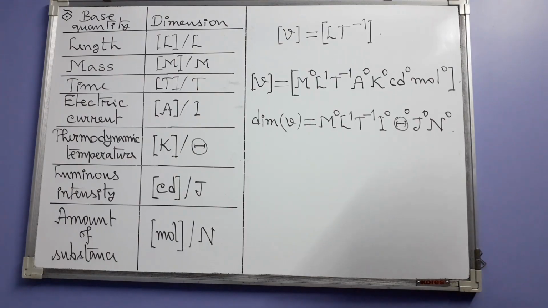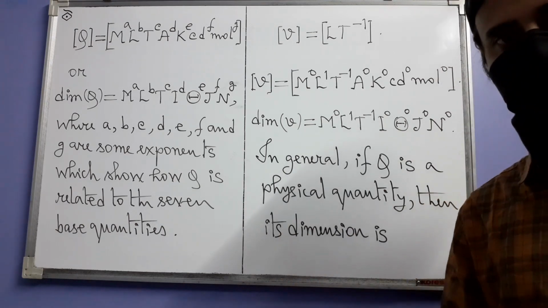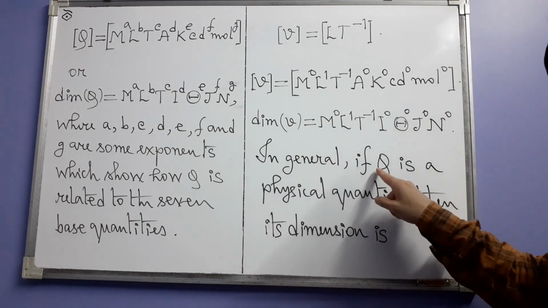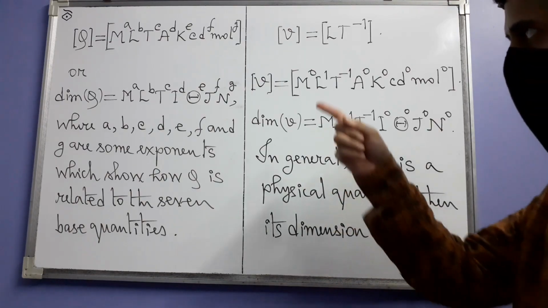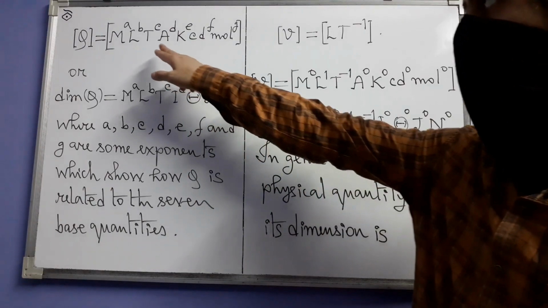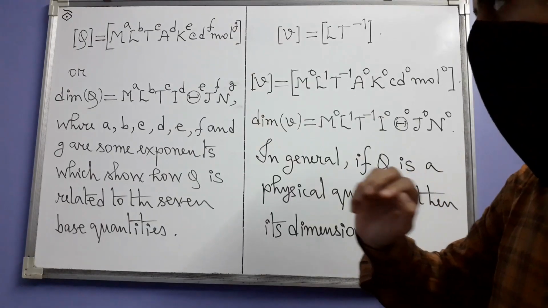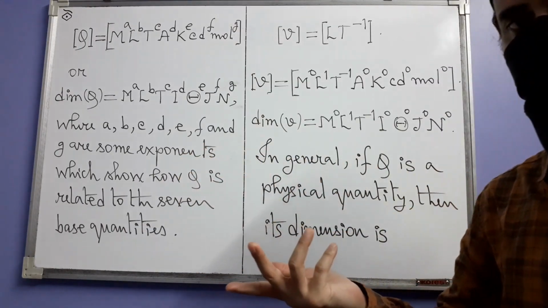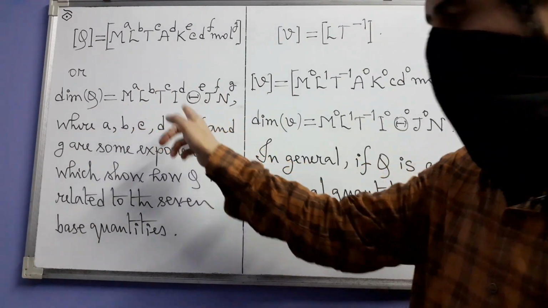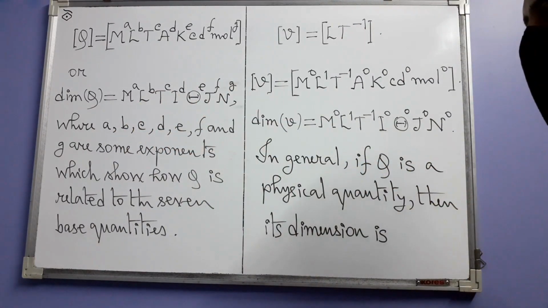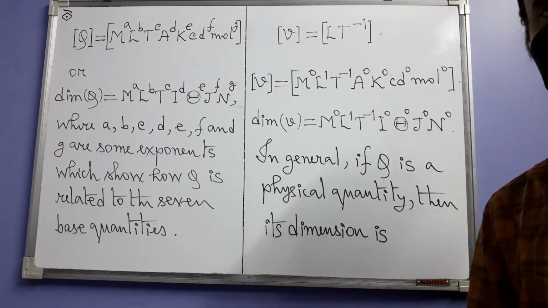Alright, so what comes next? So next we consider a general physical quantity. Say Q is any physical quantity, then its dimension will look like that. In our notation it looks like this, where these exponents A, B, C, D, E, F and G can be any exponents. These are numbers after all, and in their notation that same dimension of Q will look like this. And these exponents show how Q is related to the 7 base quantities.